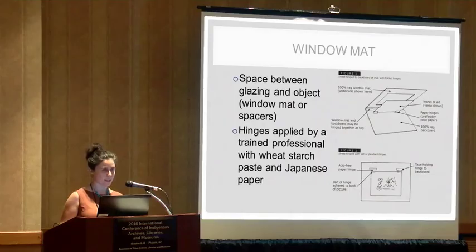So this is a diagram of a typical example of a photographic object hinged to a window mat. Hinging is something that should really only be done by someone who's a professional, who's had experience and training in using wheat starch paste and Japanese paper applied to the back of the photograph. Anytime you're applying moisture to a photograph, there's always a risk for damage. So you want to make sure that whoever's doing that has the right credentials to be doing that.